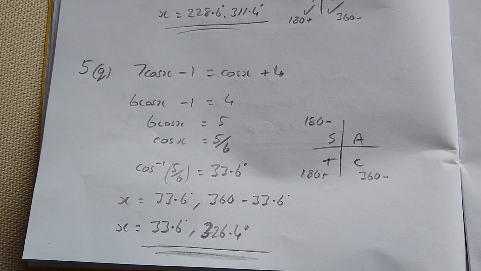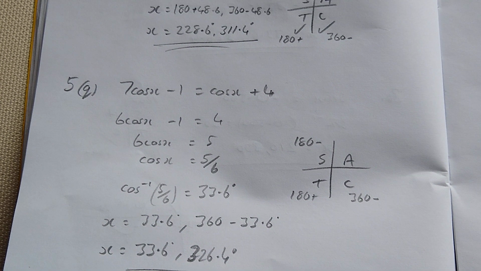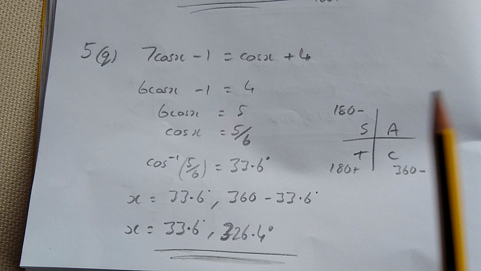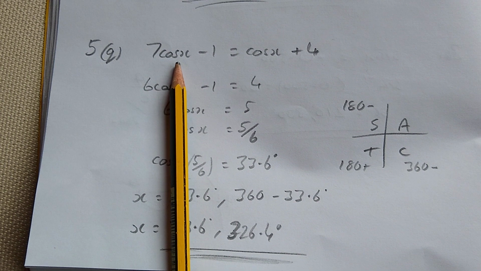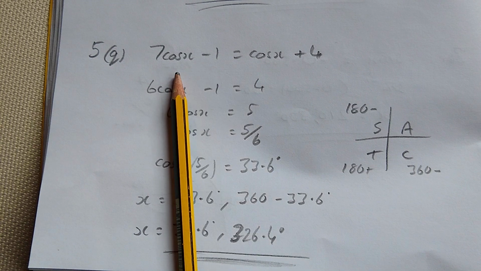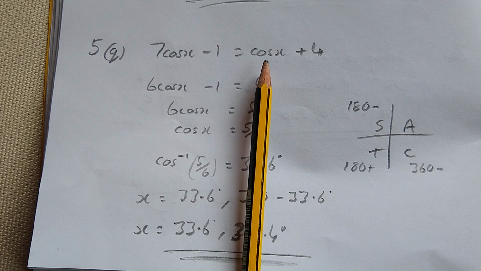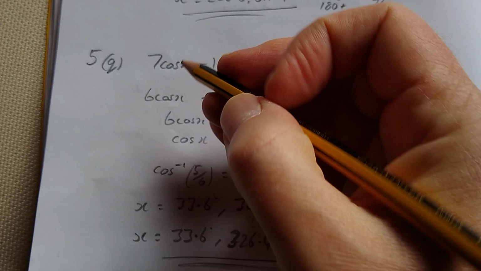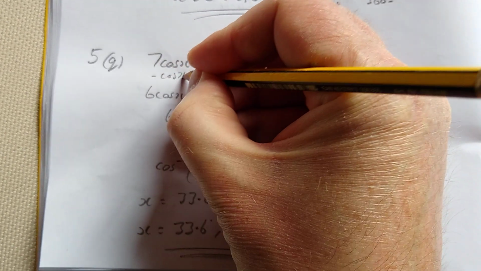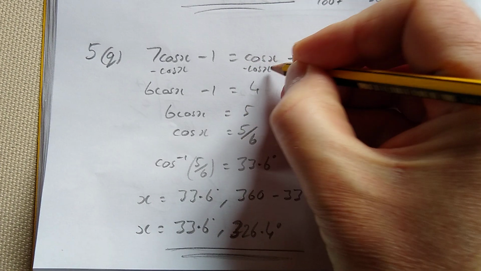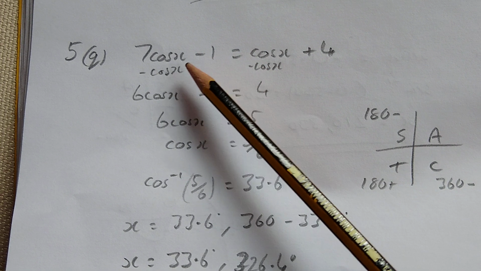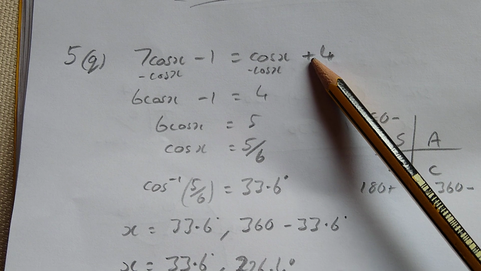And 5q, so the only real difference in 5q is a little bit more algebra at the start to do, but we're just balancing an equation. So we'll have a cos x on both sides here. We've got 7 cos x on the left hand side, cos x on the right hand side. So I'm going to subtract cos x from both sides. So if we like, we could have written that. Again, we're keeping it balanced there. If we subtract from one side, we must subtract from the other side of the equal sign.